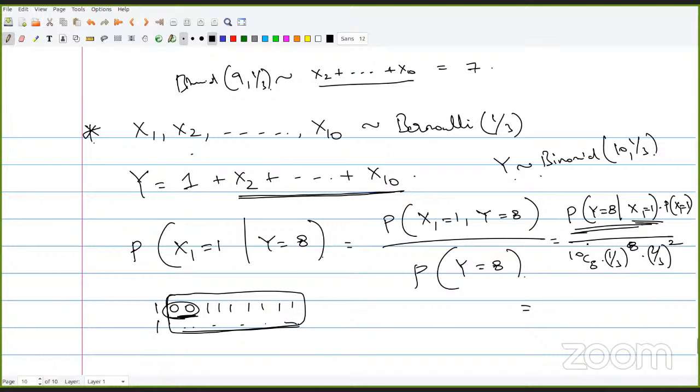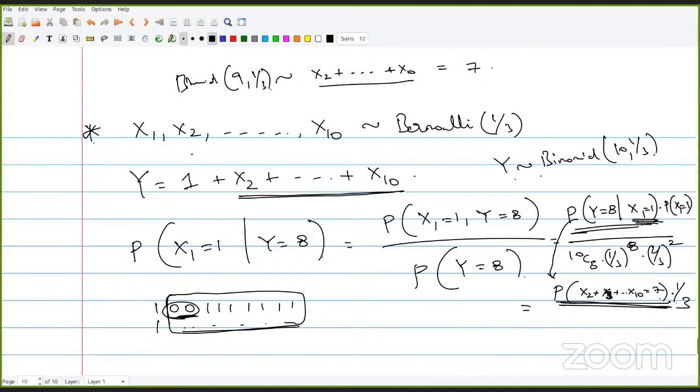Yes, sir, that understood. Given X1 is equal to 1, what is the probability that Y takes value 8? It is the same as the probability that X2 plus X3 plus and so on up to X10 takes value 7. So this conditional probability is nothing but this. Then the probability of X1 equal to 1 is 1 by 3.